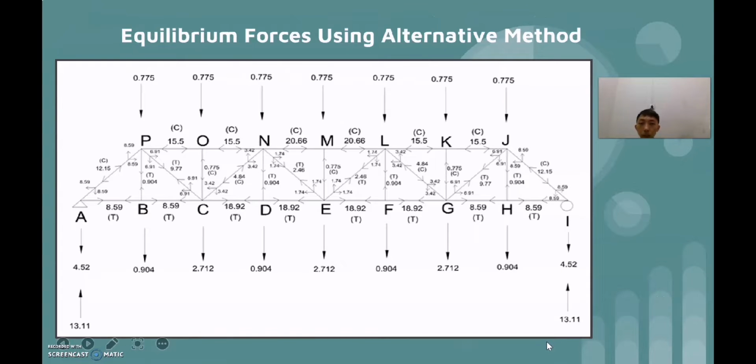Next comes an important step. We need to balance the force by using the alternative method. By using this method, we will get the internal force of each member, and the force will be assigned as tension or compression. As you can see in this truss bridge, all the members are already balanced.